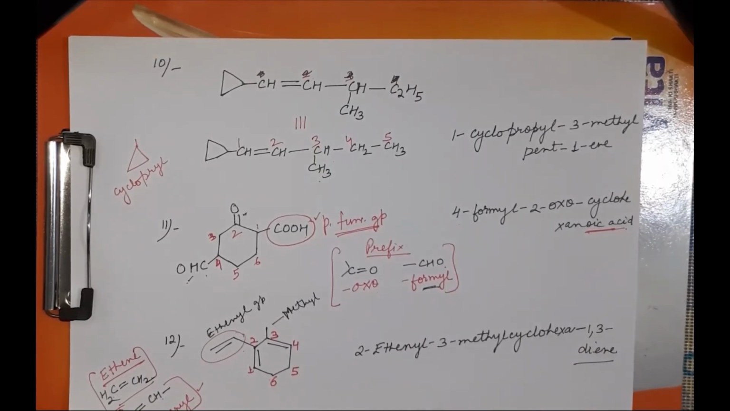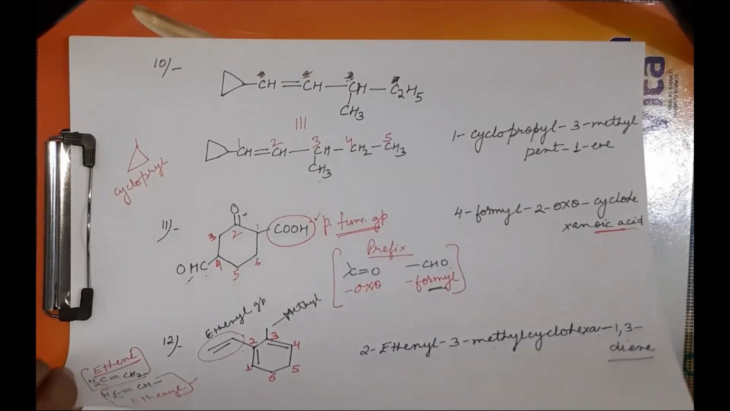So again I will repeat. Numbering we will do like this: 1, 2, 3, 4, 5, 6. At the 2 position, as I have discussed, this is the ethenyl group, and at the 3 position, this is the methyl group. So the name will be 2-ethenyl 3-methyl cyclohexa 1,3-diene. So this will be the name.